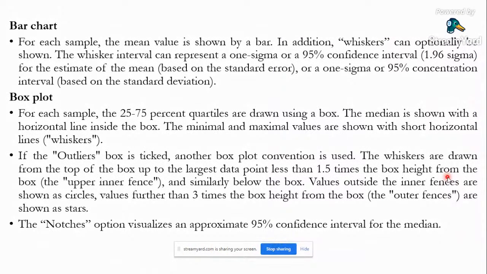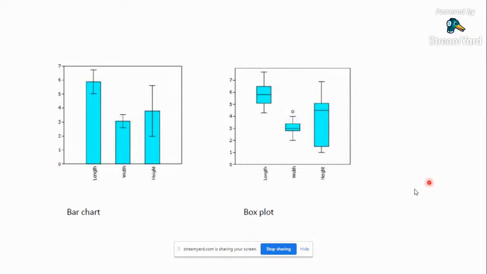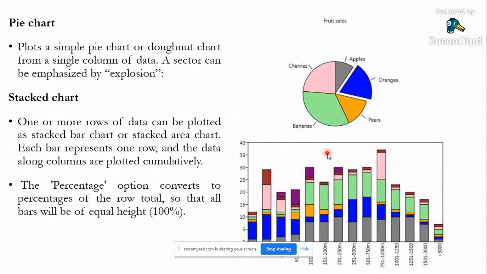Then there is a bar chart and there is a box plot that can also be drawn. This is how a bar chart looks, and this is how a box plot looks. The difference in a box plot is that you find out the third quartile, the median, the interquartile range, and you can also find out the outliers. Then there is also the option of a pie chart, which you can draw to find out the different percentages or proportions.